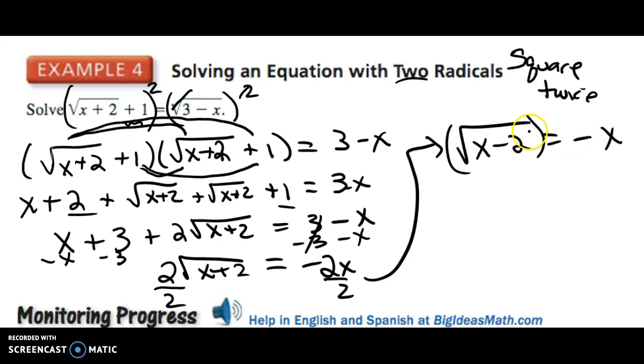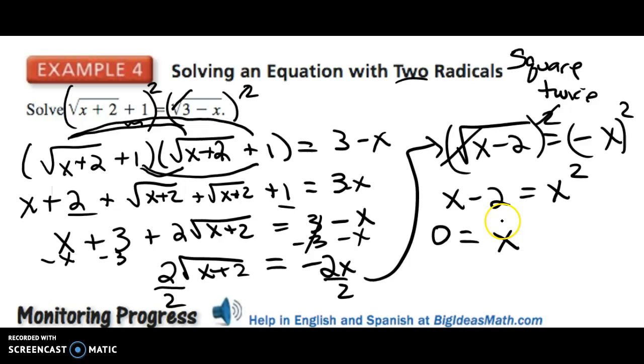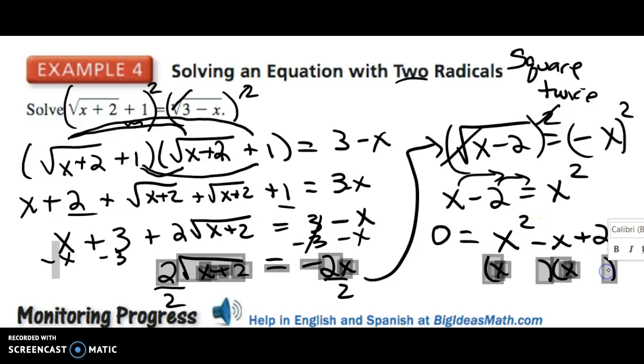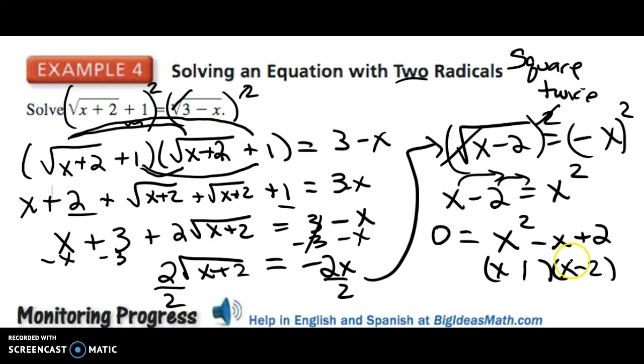Now that this radical is by itself, I can now square the second time. The square and the square root will cancel, and negative x times negative x will be positive x squared. I have an x squared type of problem, which means I'm going to attempt to factor it. I'm going to move the x and the negative 2 over, and then attempt to factor it. Factors of 2 are 2 and 1. And then I'm going to set each factor equal to 0 and get 2 answers, negative 1 and positive 2.